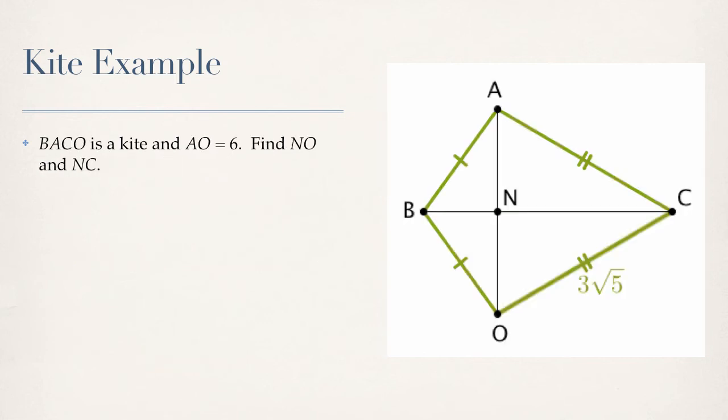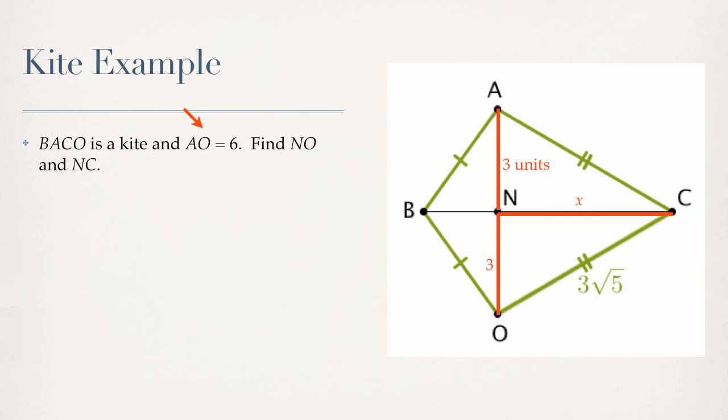Here we have another kite, and we learned that AO is 6. We want to find the length of NO and NC. Now AO is a diagonal, and that diagonal is bisected. So if AN is 3, I know that NO is also equal to 3. Then if you look at triangle NCO, that is a right triangle. And so to find the length of NC, we'll solve using the Pythagorean theorem.